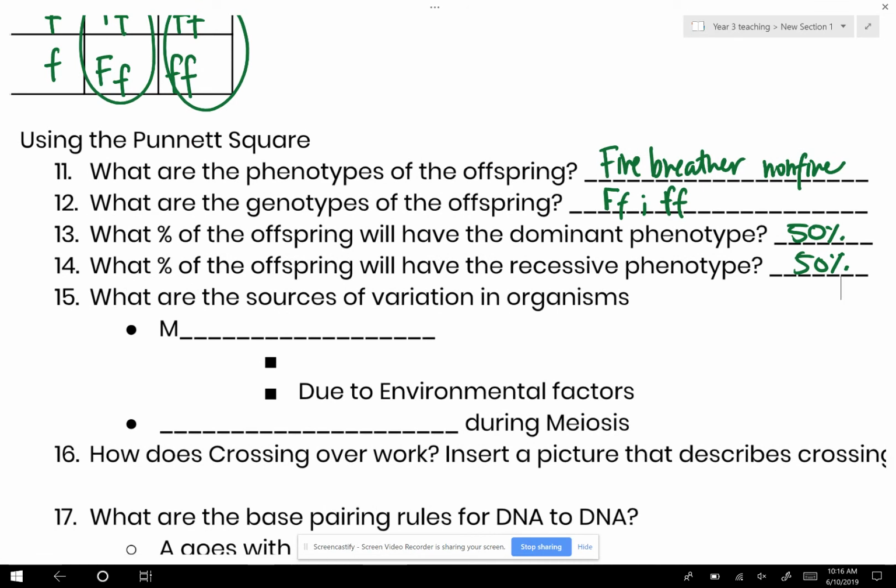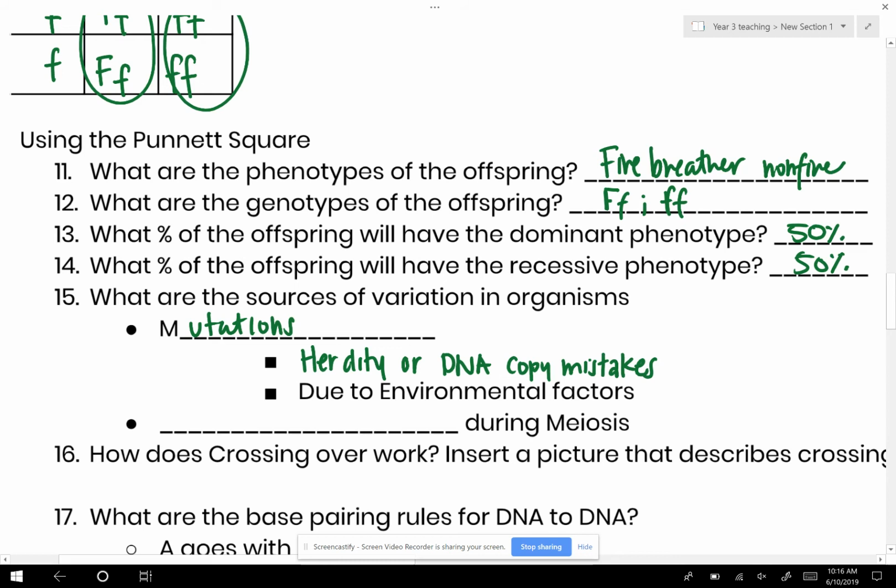Okay, so next we're going to talk about why there are variations in organisms, right? There are a couple of things. We have mutations that happen. Some of it can be due to environmental factors. Others can be due to heredity or DNA copying mistakes. Right, so those are a couple of ways that we can have those different mutations.